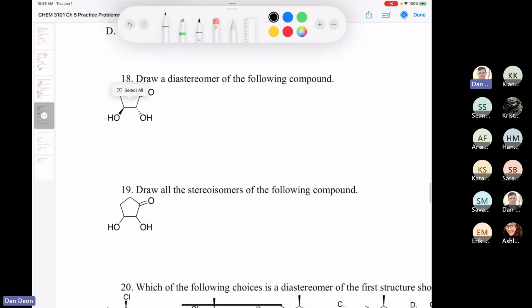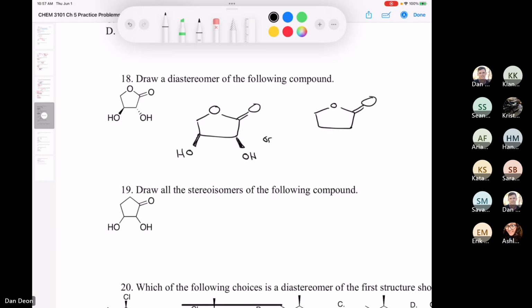Here it says draw a diastereomer of the compound. Kind of a goofy question, but we could do it. So if we were to draw something like this, where we have this hydroxyl coming up, and if we switch this one to up, or we could do this, where we have this hydroxyl group going down, and this one going down like this.